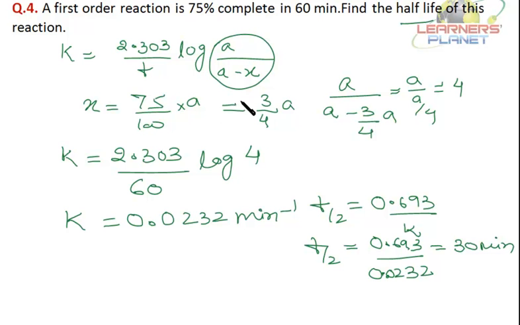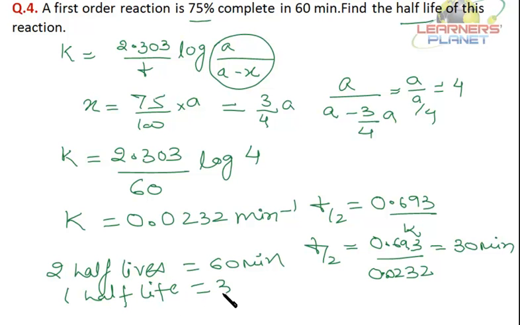Despite this, we can do one simple thing. See, a reaction is 75% complete, means it has completed 2 half-lives, right? So 2 half-lives is equal to how much? 60 minutes. So what will be 1 half-life?